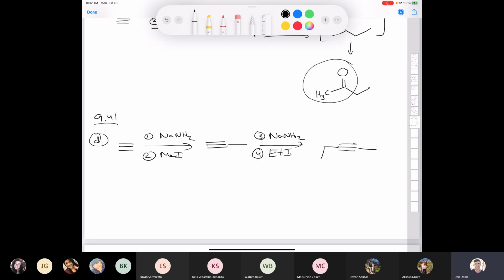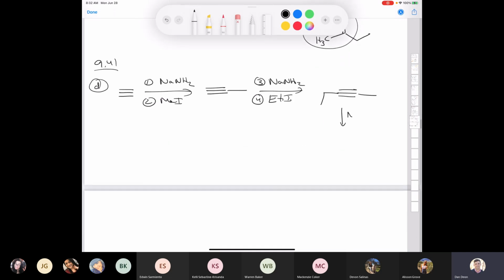So this is 2-pentyne, and then the last thing we do is treat it with sodium metal reduction. So sodium and liquid ammonia, like that, and we end up with trans-2-pentene. Or if you want to call it E-2-pentene, that would be a proper name as well. But there you have it, folks.